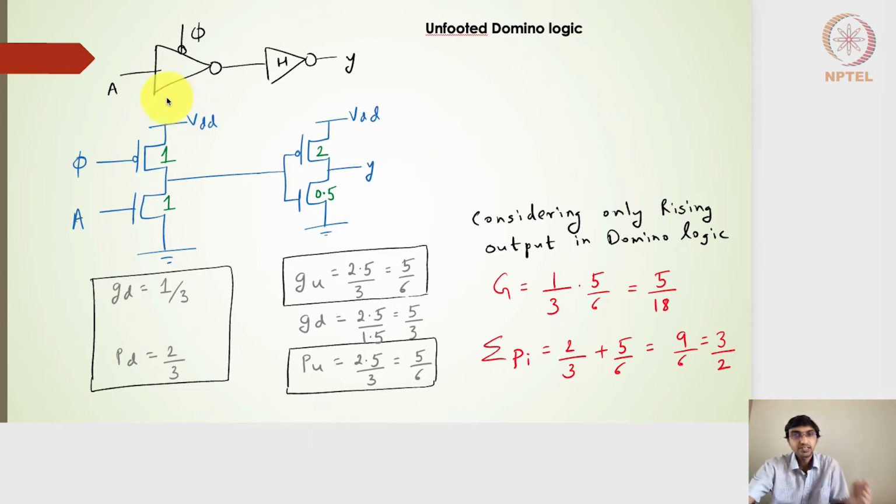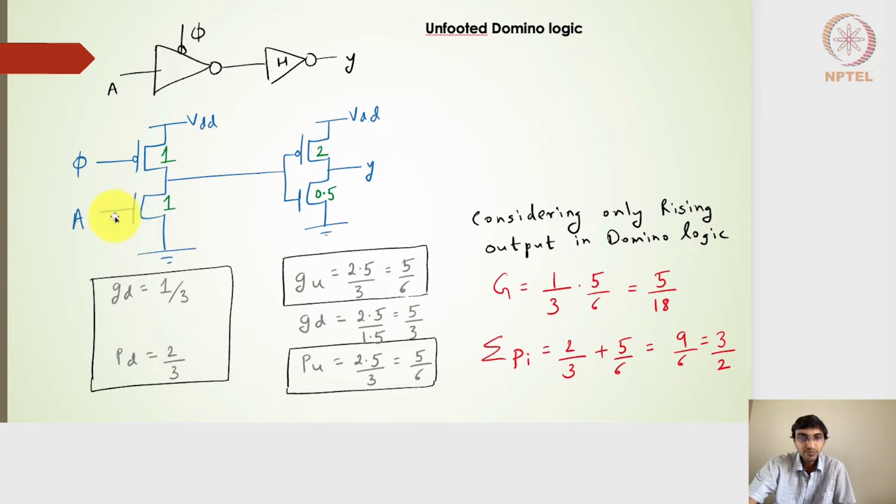Right, so going forward, this is an unfooted domino logic. What it really means is we have the dynamic logic here, a dynamic inverter, followed by another inverter. If the dynamic inverter is unfooted, we will have this kind of schematic. Unfooted means the foot transistor is not there.